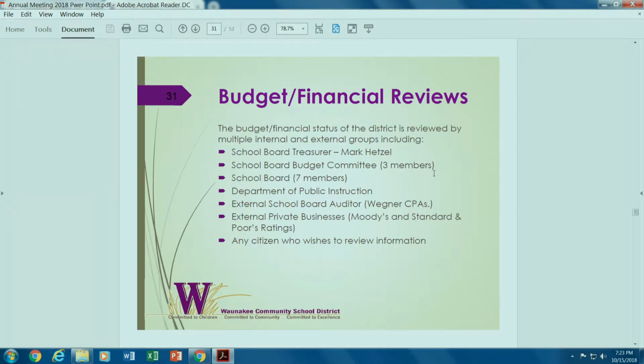Our budget and our finances are under continued review. Mark Hetzel serves as our board treasurer. You can see that we have a budget committee, the school board, Department of Public Instruction, our school district external auditors. And then we also are rated as we go out to the market by Moody's and Standards & Poor's. And any citizens are also welcome to meet with our business department to review any of the information with regards to our budget.